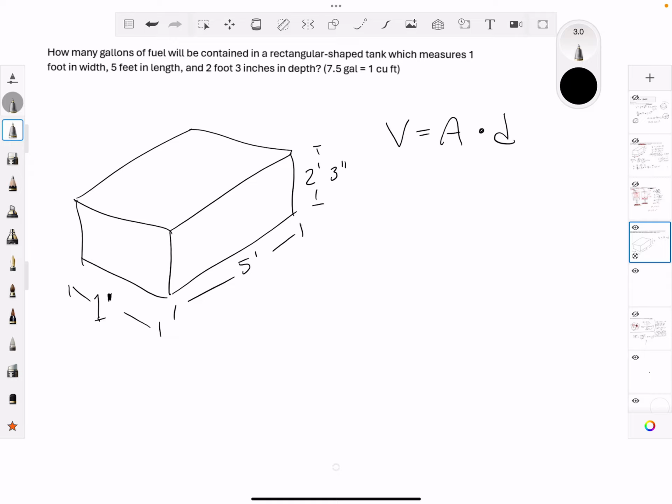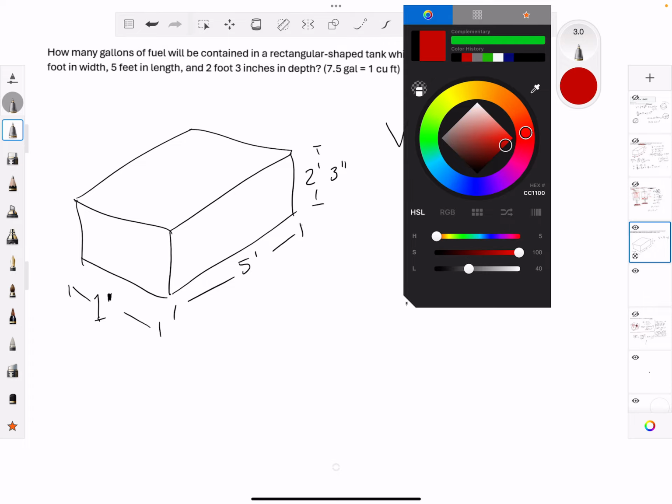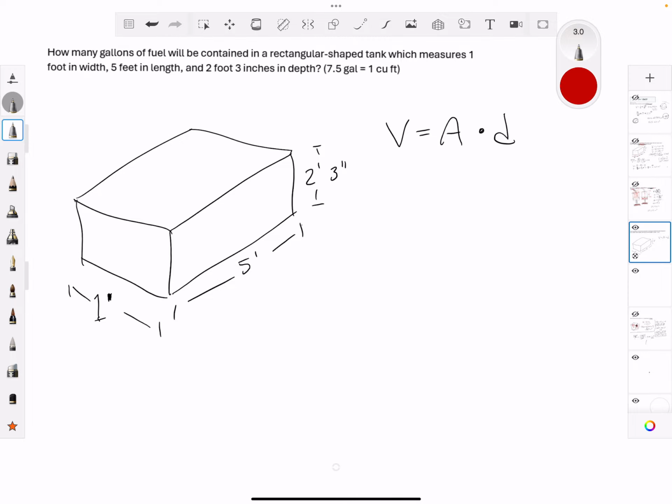All right, here we go. We have: how many gallons of fuel will be contained in a rectangular shaped tank which measures 1 foot in width, 5 feet in length, and 2 feet 3 inches in depth. So it doesn't really matter which one we assign to which picture here. This isn't drawn to scale or anything like that.